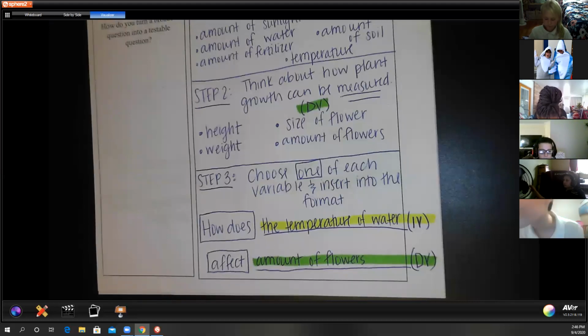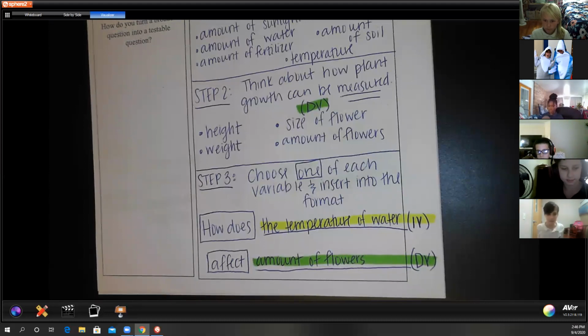Alejandro, share yours. Mine was, how does the amount of water affect the height of the plant? Perfect. Very specific. We're changing the amount of water and measuring the height of the plant. Bryson, share yours. How does the amount of sunlight affect the amount of plants? So how does the amount of sunlight affect the amount of flowers?